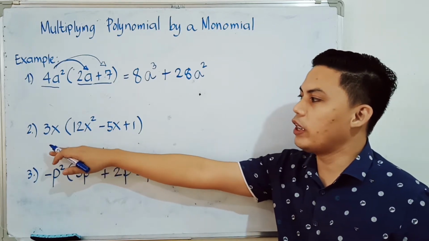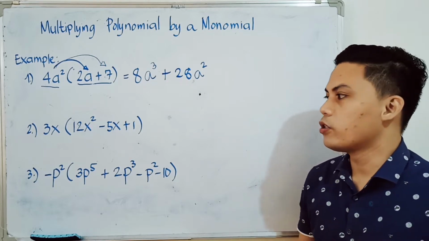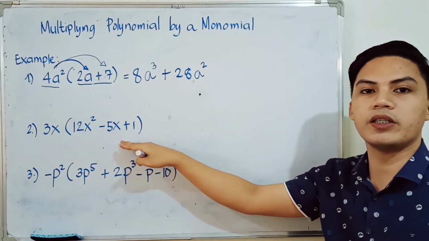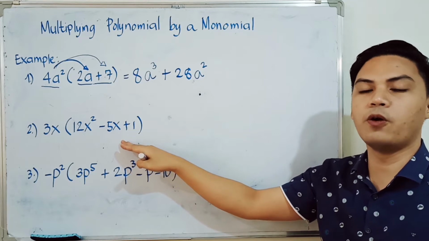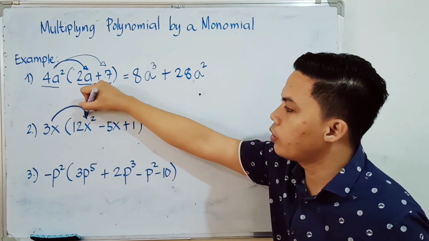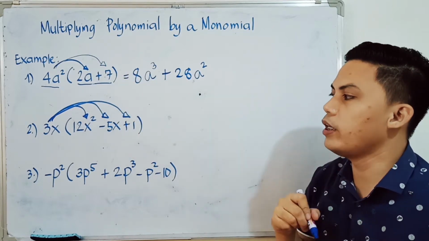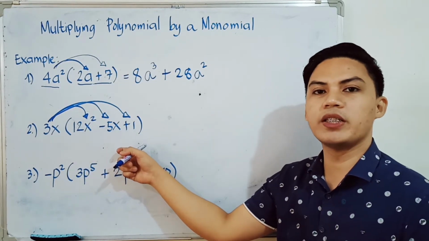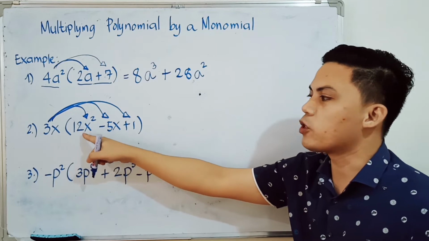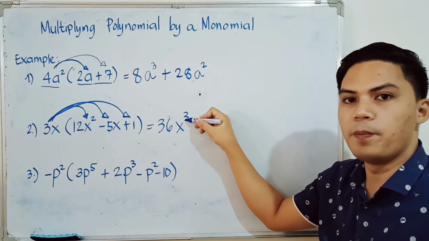Let's move on. How about 3x times the quantity of 12x squared minus 5x plus 1? So as we can see, we have monomial and we also have trinomial na nasa loob ng parentheses. So using the distributive property of multiplication over addition or subtraction, we simply distribute 3x to each term inside the parentheses. Okay? So, since tatlong terms yung nasa loob ng parentheses natin, tatlong beses din natin, i-distribute si 3x. So 3x times 12x squared, it will become 36x cubed.